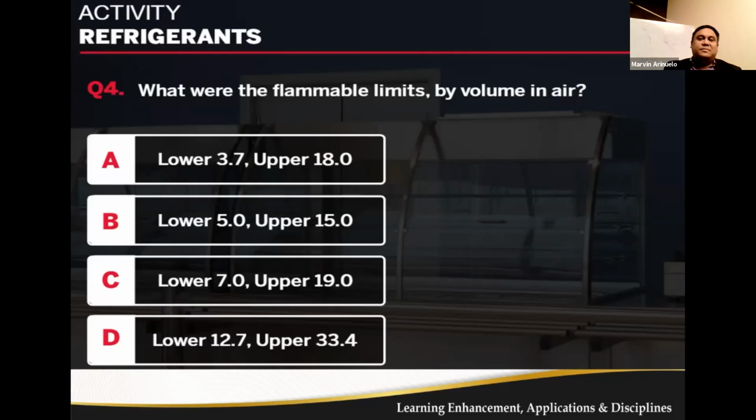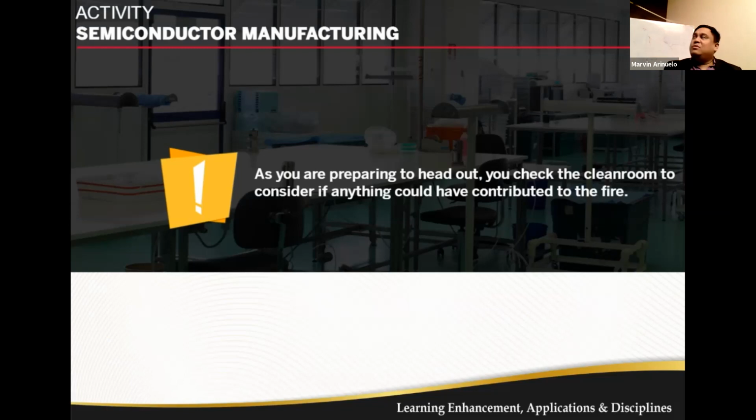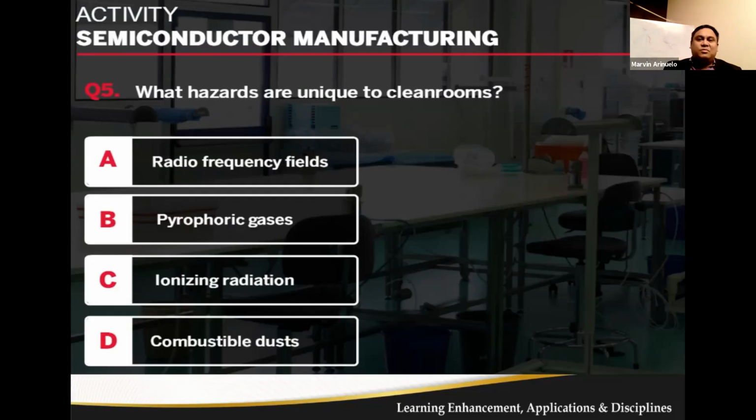C. Okay. As you prepare to head out, you check the clean room to consider if anything could have contributed to the fire. What hazards are unique to the clean room? As we discussed earlier, radio frequency field, pyrophoric gas, and ionizing radiation are some of the potential ones. Clean room will never have this dust. This is what we're trying to prevent. That's why we call it clean room, meaning almost zero dust.